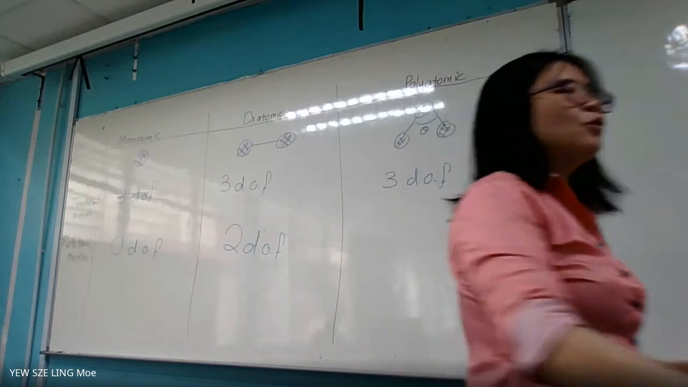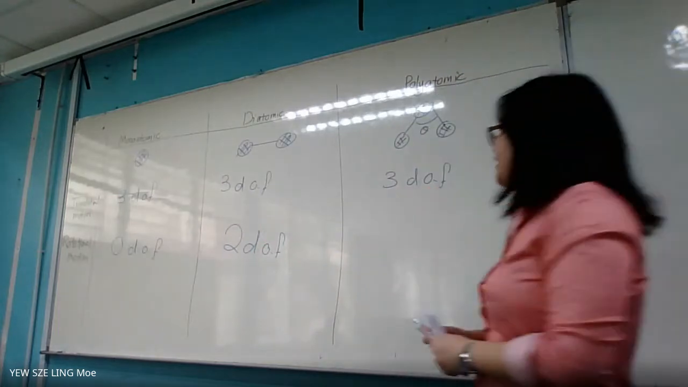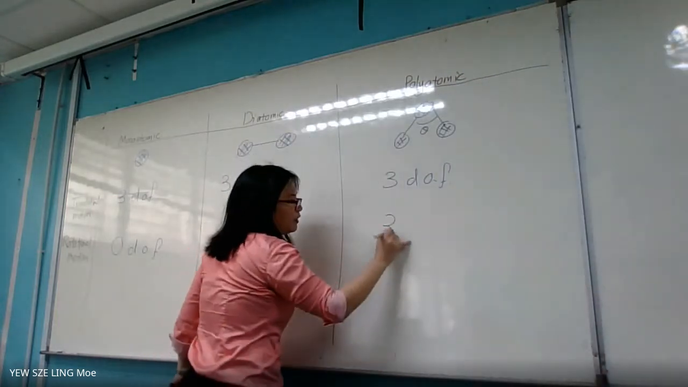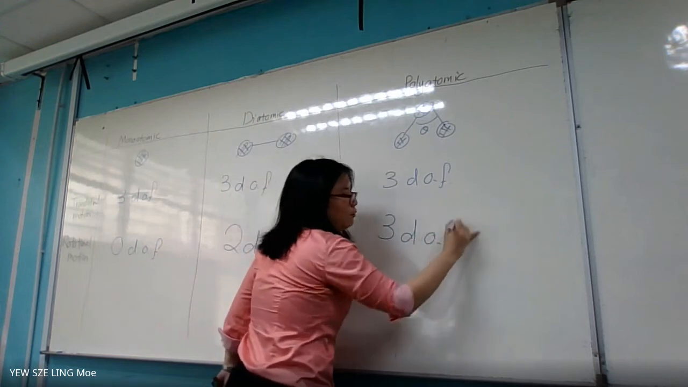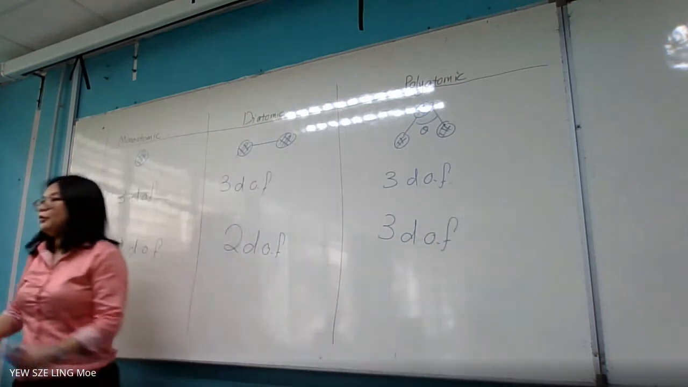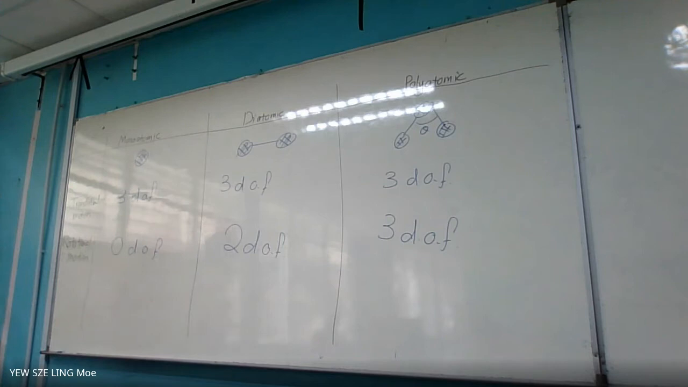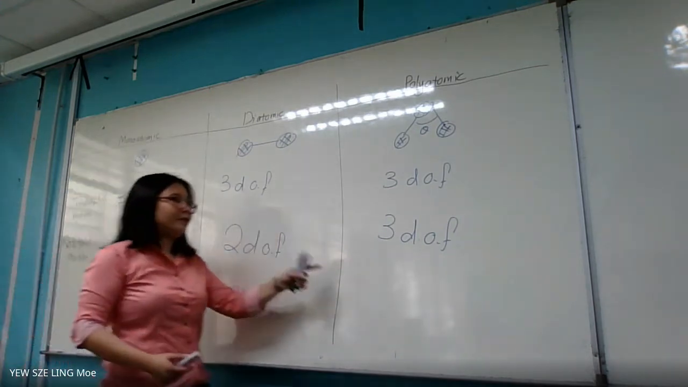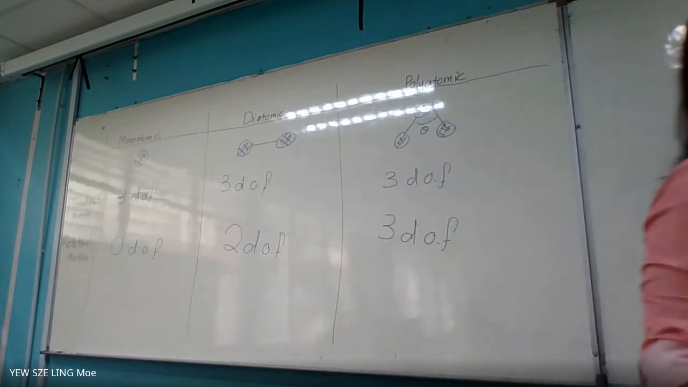Therefore, when it comes to polyatomic, we say it has 3 degrees of freedom of rotational motion, because it can possess energy in all 3 axes. It doesn't matter what the direction of its rotation is. Dia boleh dapat energy, dia boleh guna energy atau store energy in all 3 axes.